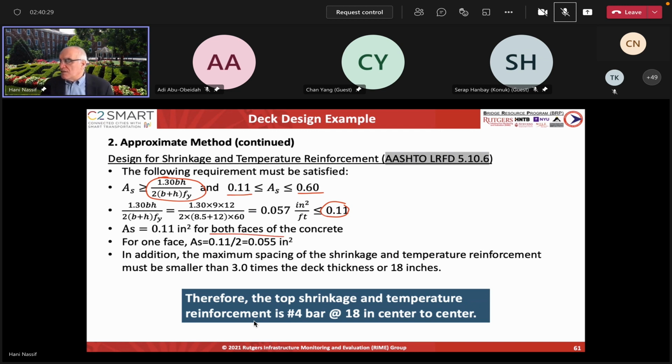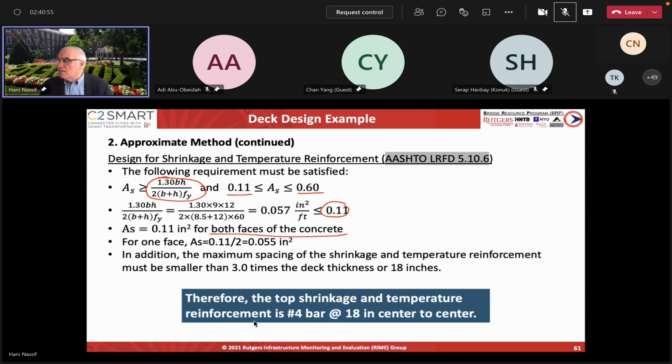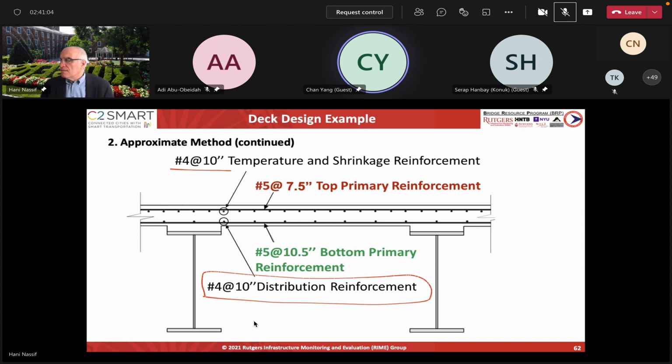Now, what do we mean here by faces of the concrete? If I go back to the figure, so this is the temperature reinforcement, top and bottom. Chan, what is meant here by both faces? I don't understand this term. Yeah, both top and bottom. But the bottom one we call distribution reinforcement, right? It means that if the distribution reinforcement can cover the amount of the temperature reinforcement, that's fine. But if not, we need to add that reinforcement on the bottom side also.